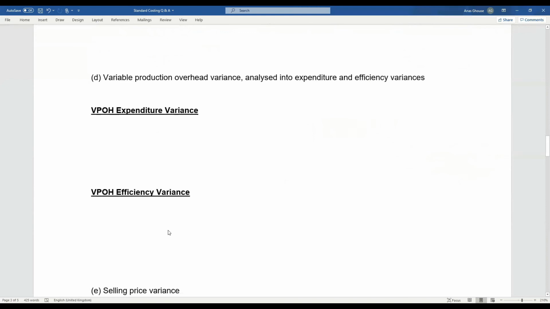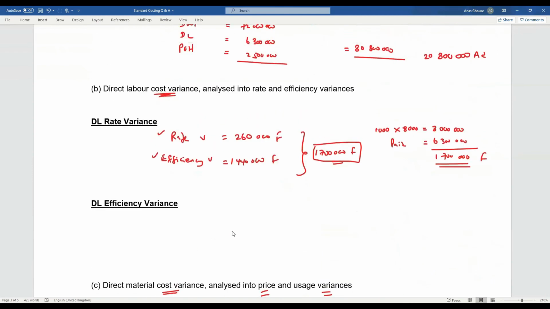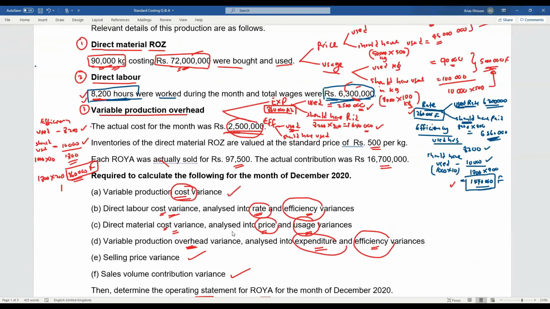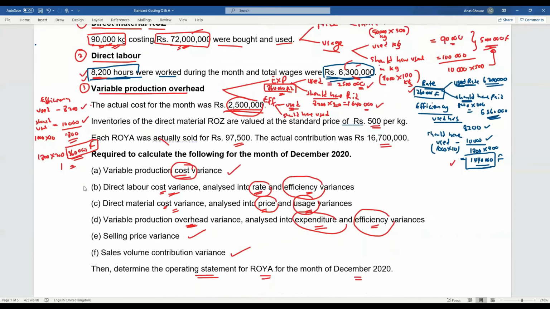Then variable production overhead variance. Already we calculated expenditure variance and efficiency variance. So expenditure variance, how much? We calculated variable production expenditure variance 860,000 and 360,000. This is adverse and this is favorable, 860 and 360.